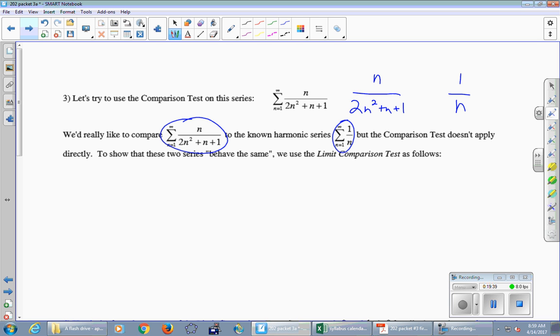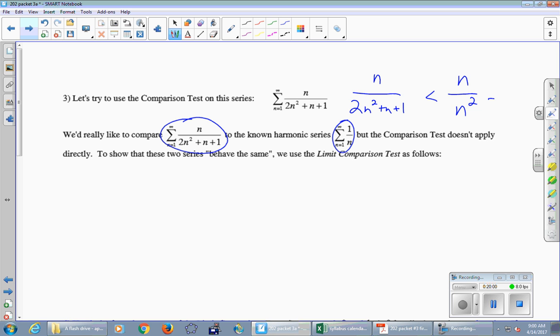Because the tops are not the same. And even if I made them the same, the plus n plus 1 and then the times 2, I guess they're all kind of working together. It feels to me like it goes that way. Like that denominator is definitely bigger than this one. So I guess technically we can use the comparison test.